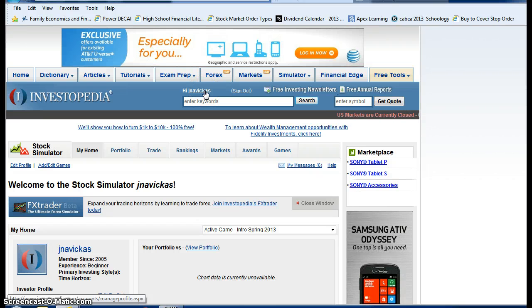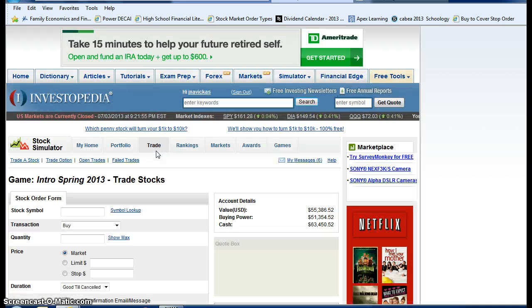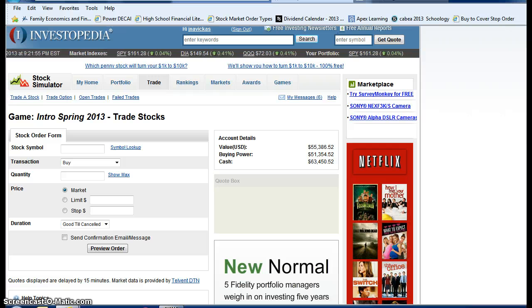We want to make sure we go into the simulator, make sure we're in our trading game, and we're ready to trade. So right now I'm in Intro Spring 2013. I've decided what stocks I want to buy in this portion of the game. To trade, we just click on the trade button and it will pull up basically the trading screen. Really any type of brokerage account online works this way, minus obviously all the ads over here.